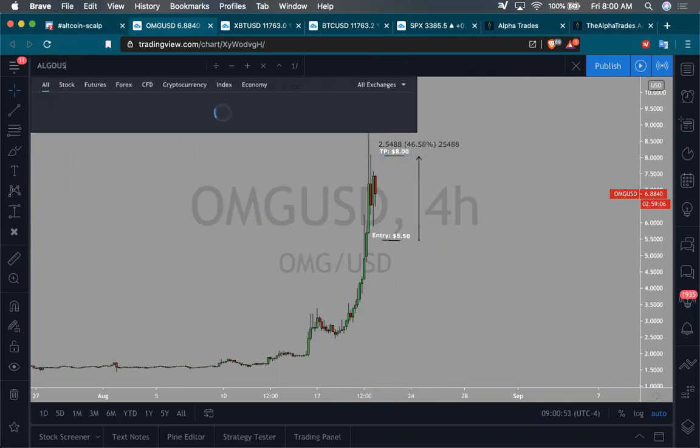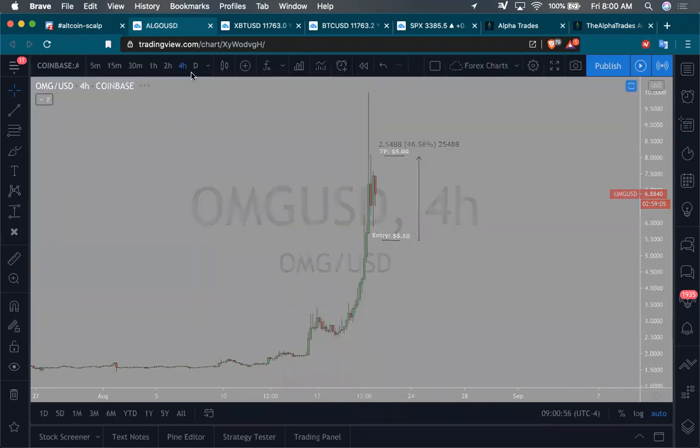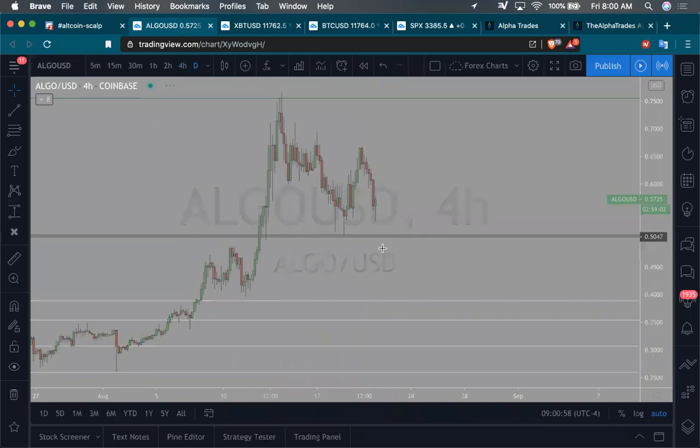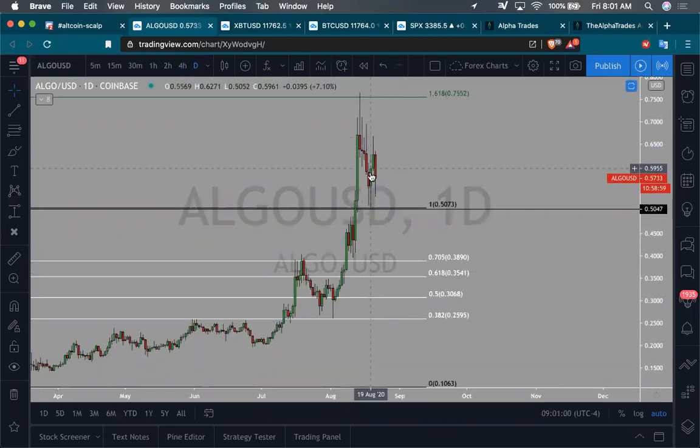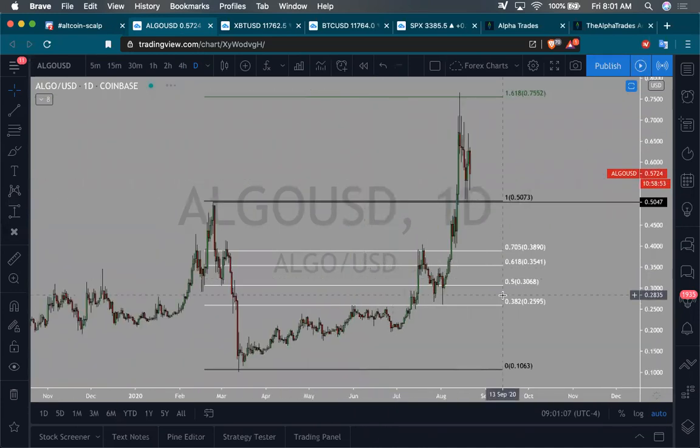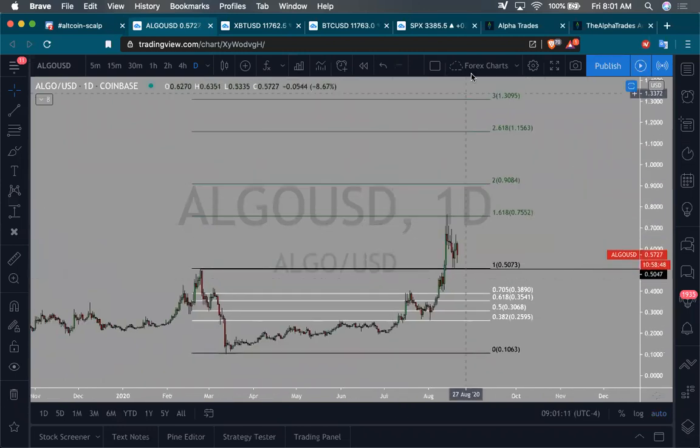The other trade that I mentioned in my previous video was Algo, okay? We took a trade on Algo a couple days ago, right around this area. We took some profit up here. Again, this thing came back down. So I'm expecting Algo to chop around this area and possibly head up towards these levels.